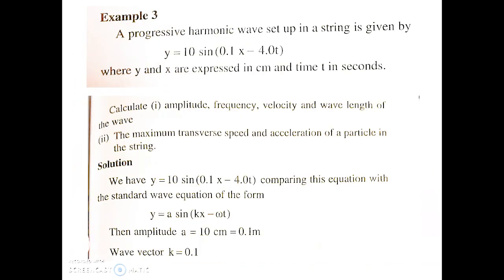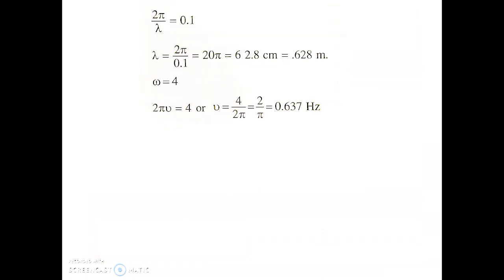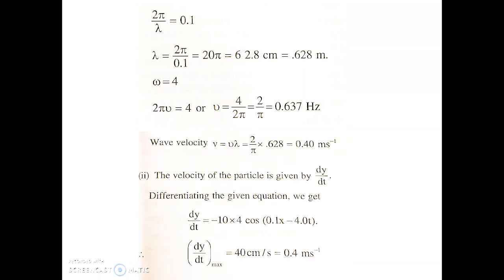This is another example. You are given a plane progressive wave y equal to 10 sine of 0.1x minus 4t. y is expressed in centimeter and time t in second. Calculate the amplitude, frequency, velocity and wavelength of the wave. Also find the maximum transverse speed and acceleration of a particle in the string. So you compare this equation with y equal to a sine of kx minus omega t, which will give you a, k as well as omega. And we have k equal to 2 pi by lambda, which will give you lambda, and omega is 2 pi nu, which will give you the frequency. And we have v equal to nu lambda, which will give you the wave velocity.